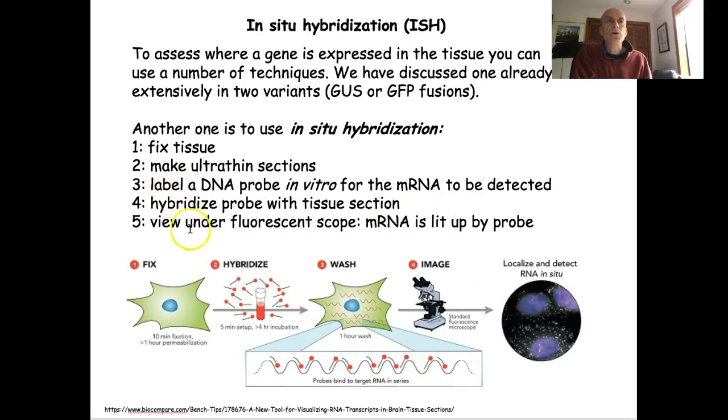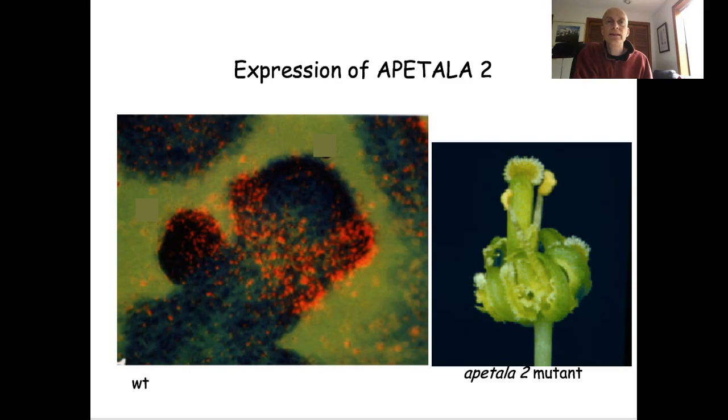So you have it as the probe, you view it under a microscope, and it can be fluorescent if your probe is fluorescent. So that is in situ hybridization. And now I'm going to show you a number of slides for all of these mutants that I just mentioned. And in those, you can see where that particular gene is expressed.